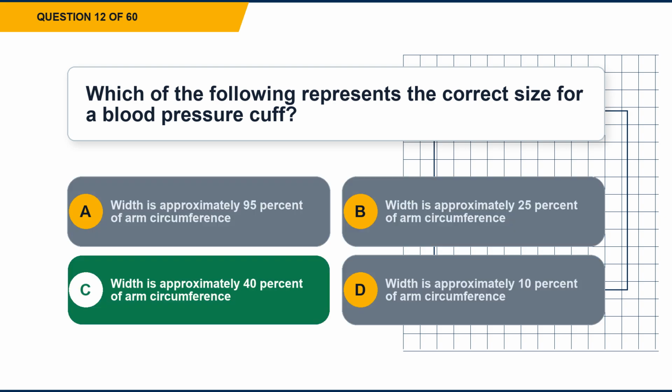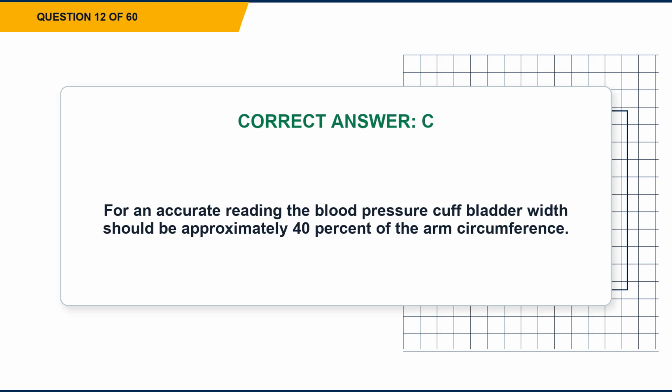The correct answer is option C, width is approximately 40% of arm circumference. Explanation. For an accurate reading, the blood pressure cuff bladder width should be approximately 40% of the arm circumference.